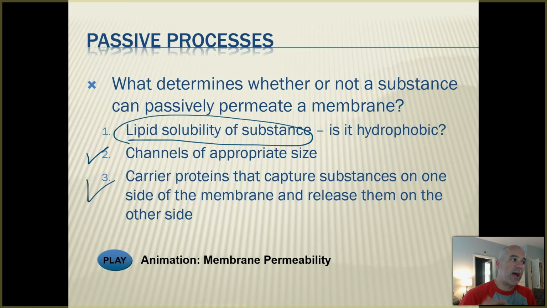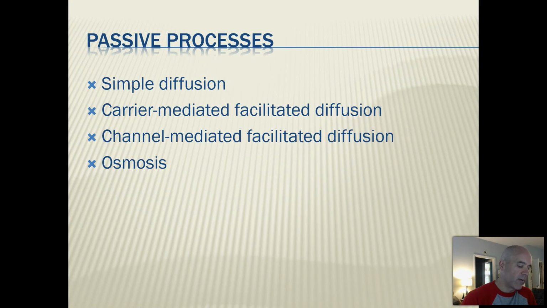And so if a cell has, let's say, a carrier for glucose sugars, carrier proteins for those in its cell membrane, then it's going to be able to transport those across the membrane. If you don't have those proteins sitting in the membrane of a cell, that cell's not going to be able to transport glucose across. And so those things will determine whether or not cells can move things across as well.